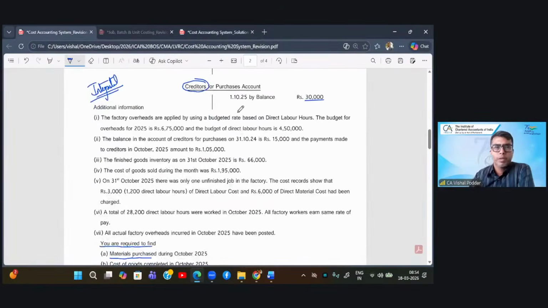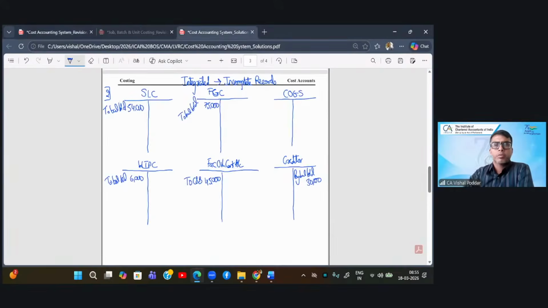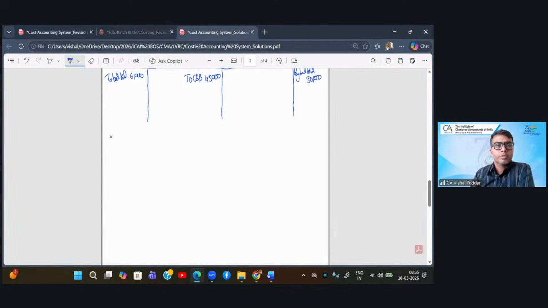What do they say? The first thing they are saying is factory overheads are charged using a rate per labor hour. So as per our overheads chapter, you understand this. ORR is to be calculated by dividing the overheads by the labor hours. Now they have given you the budgeted overheads, it is 675 and the labor hours is 45,000. So what first data we will find out is, let me call all this your working notes.